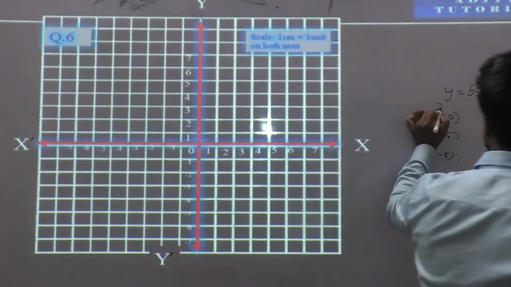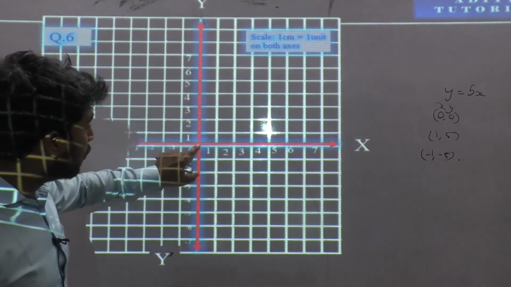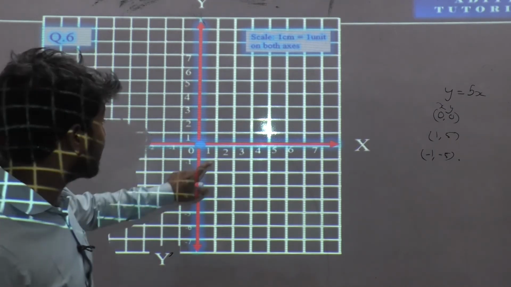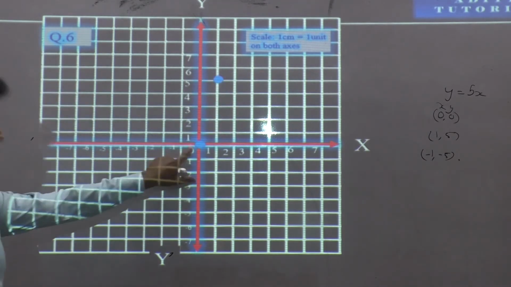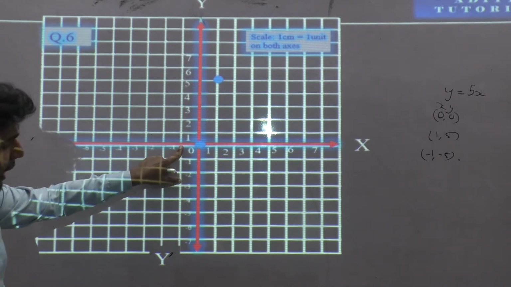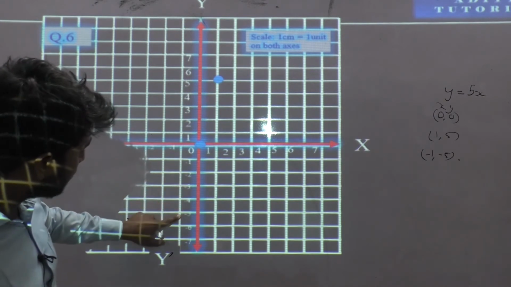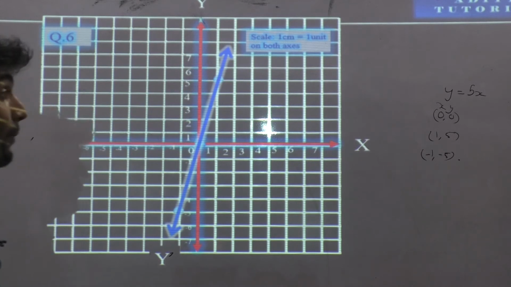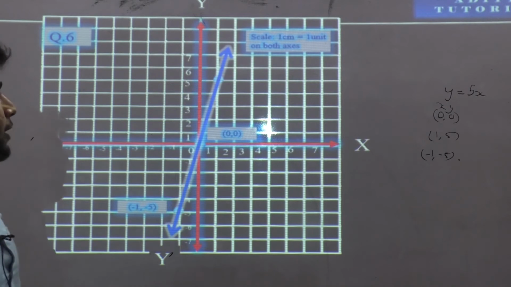This column is x and this is y. It's 0 on the x-axis and 0 on the y-axis, and the origin is somewhere over here. It's 1 on the x-axis and 5 on the y-axis, somewhere over here. Okay. It's minus 1 on the x-axis and minus 5 on the y-axis, somewhere over here. Minus 1, minus 2, minus 3, minus 4, minus 5. Okay. Now let's draw a straight line. Now we have our coordinates: 0, 0, minus 1, minus 5 and 1, 5.